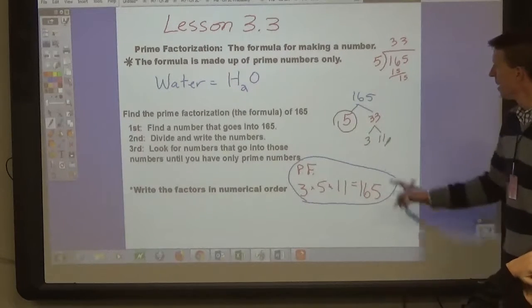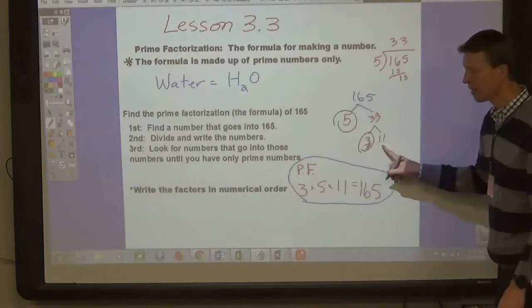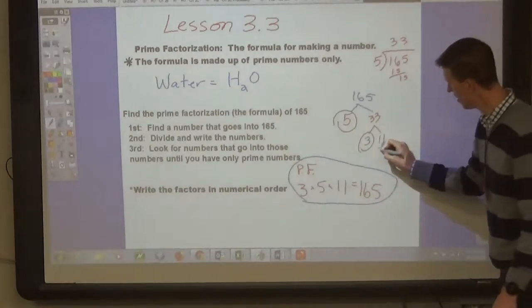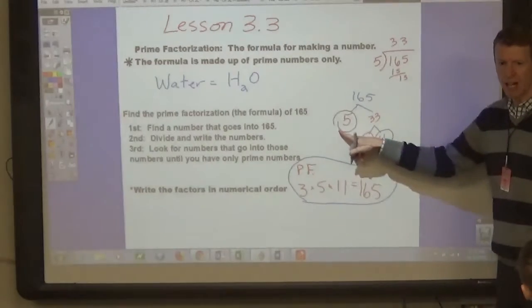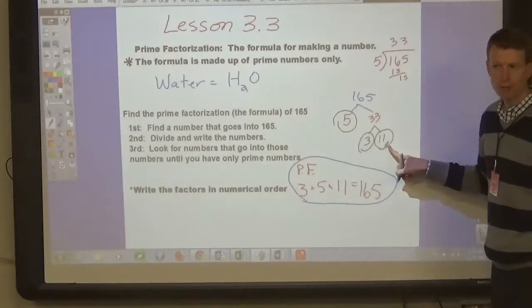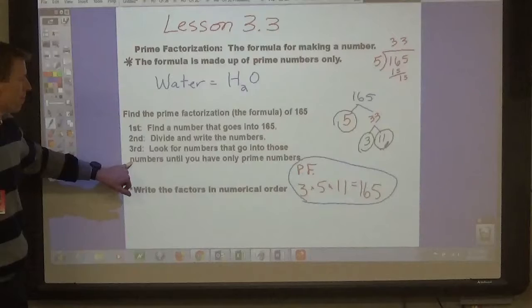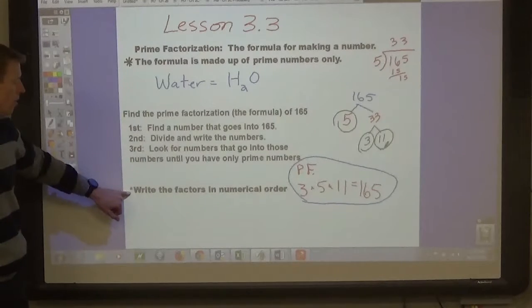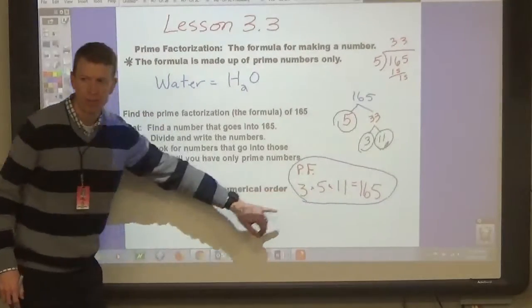Yep. Is 3 a prime number? Yeah. Is 11 a prime number? Yes. Once you have all prime numbers, you're not done yet. What you have to do is write the formula for the number. You write the factors as a formula.